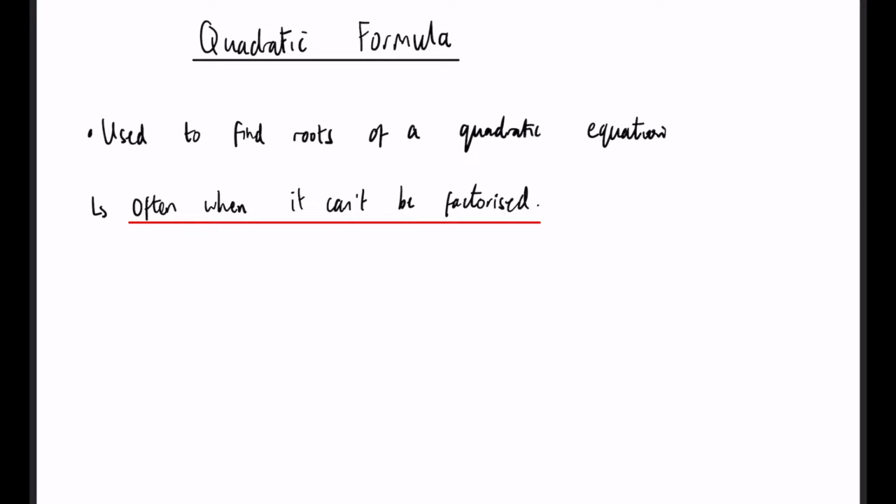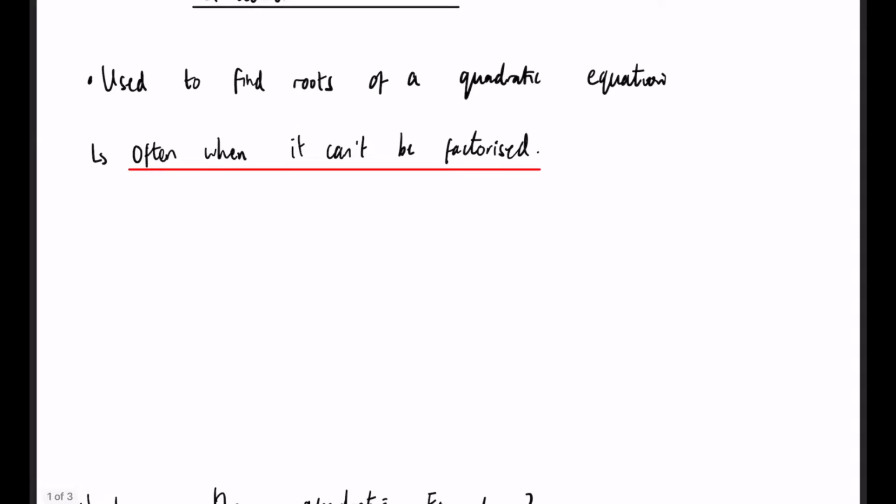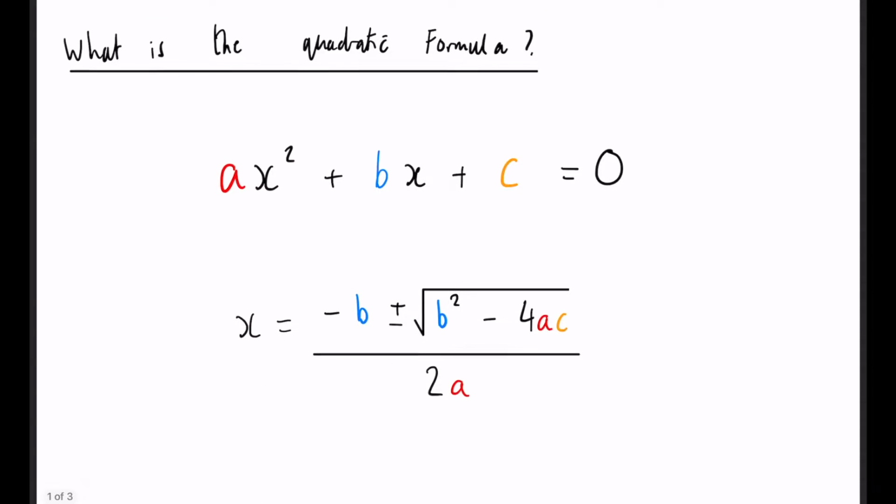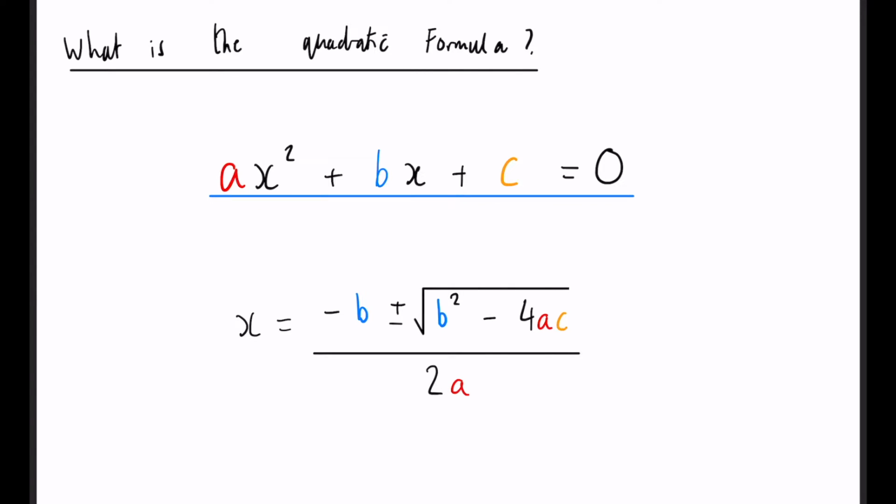So first of all, what is the quadratic formula? This is the general form of a quadratic equation, ax squared plus bx plus c. And I've highlighted them and colour-coded them so it makes it stand out a lot easier. And this is the quadratic formula.